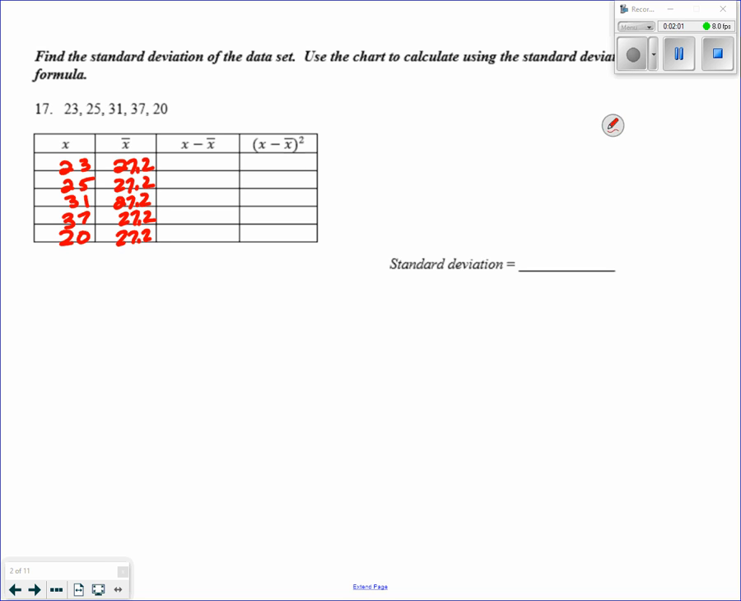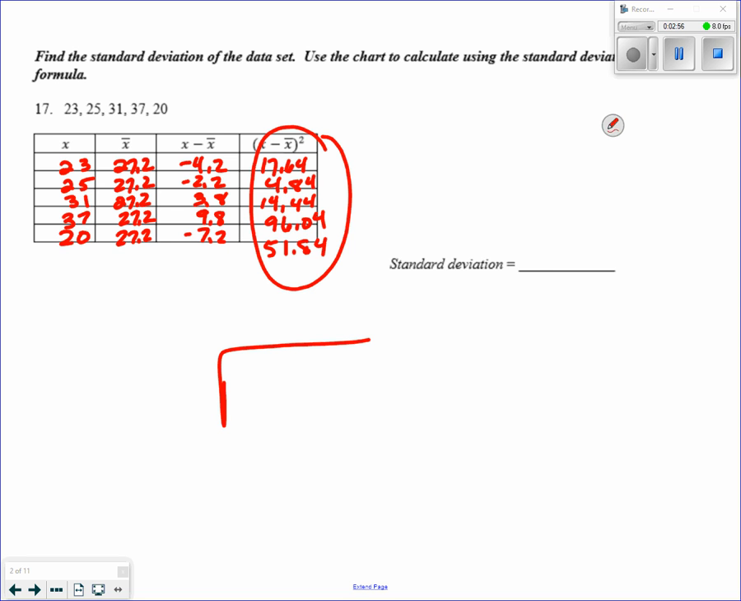So you subtract each one of those, so 23 minus 27.2, and you get negative 4.2, you get negative or positive 3.8, 9.8, and negative 7.2, and then you're going to square each one of those, so 4.2 squared, 2.2 squared. I know it's a small chart here for me to work with. 3.8 squared. And then 9.8 squared, 96.04. And then the last one squared, 51.84. Then take the last column, do the average of the last column, and the square root of that. And that will give you your standard deviation of 6.08.